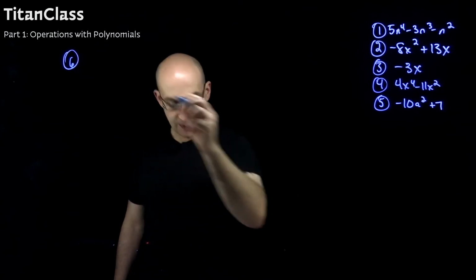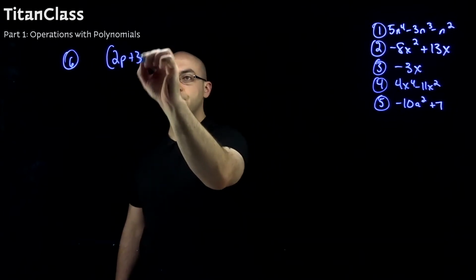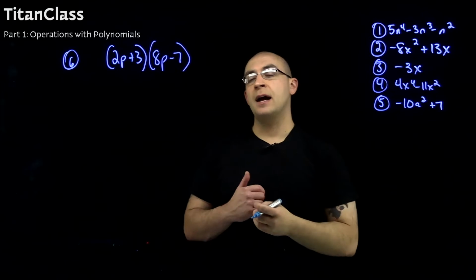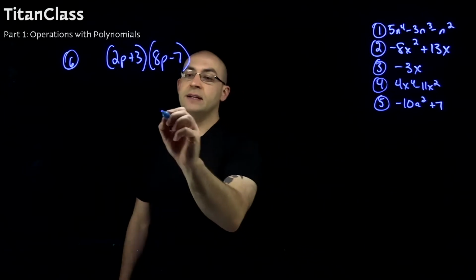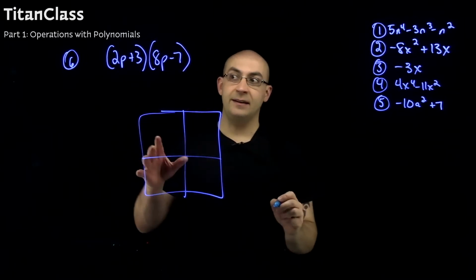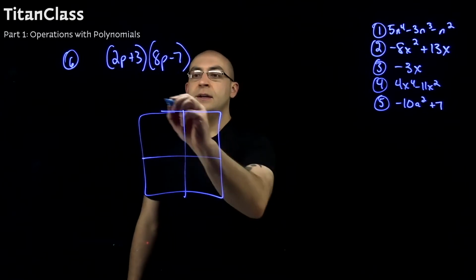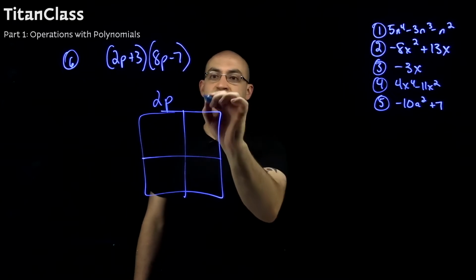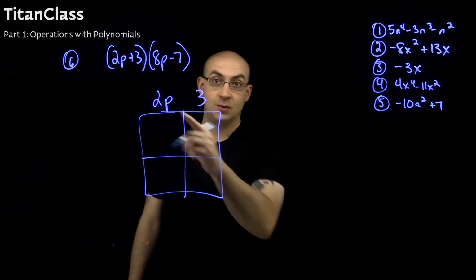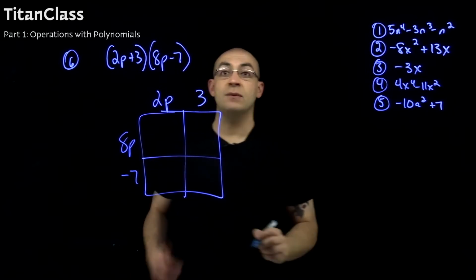Number 6. So 2p plus 3 and 8p minus 7. Okay, so when we multiply or FOIL, right, we want to use the area model. It's way easier. Now, the reason we're going to use the area model here is because these can get a lot more funky, meaning I could do a 3-term times a 3-term or a 3-term times a 2-term, and we'll do that very shortly. So we're going to make our area model box, and then we're just going to put on the top the first set of parentheses, 2p plus 3, and on the side, we'll put the other one, 8p minus 7. So then we'll multiply through.